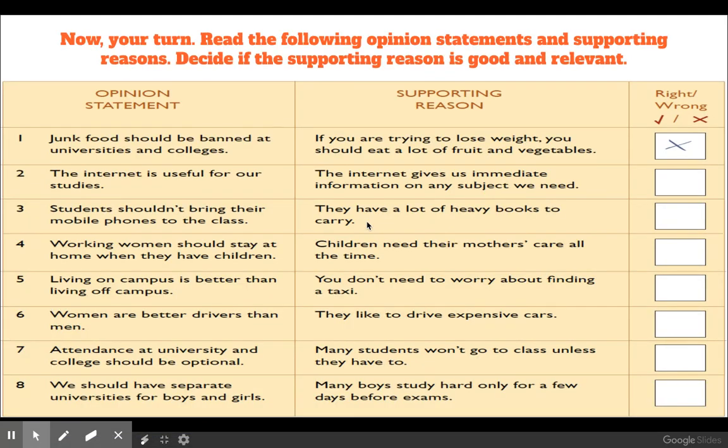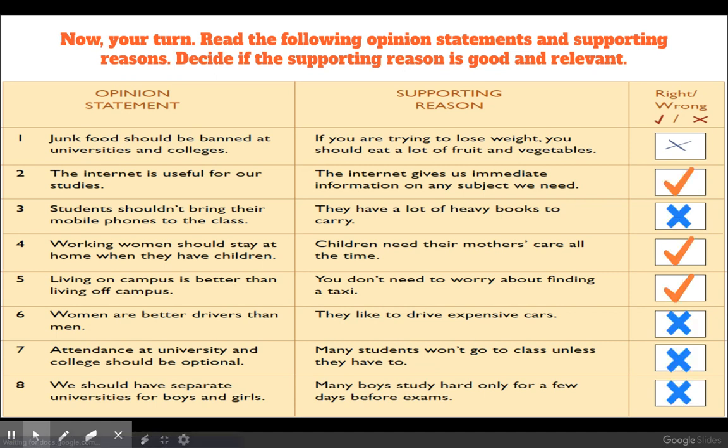So now take a minute, pause the video, and look at these examples. Read the opinion statement and the supporting reason, and then you're going to decide, is this good? Give it a check. Or is it not good? Give it an X. So pause the video, maybe write it in your notebook, and then when you're ready, come back and we'll check.